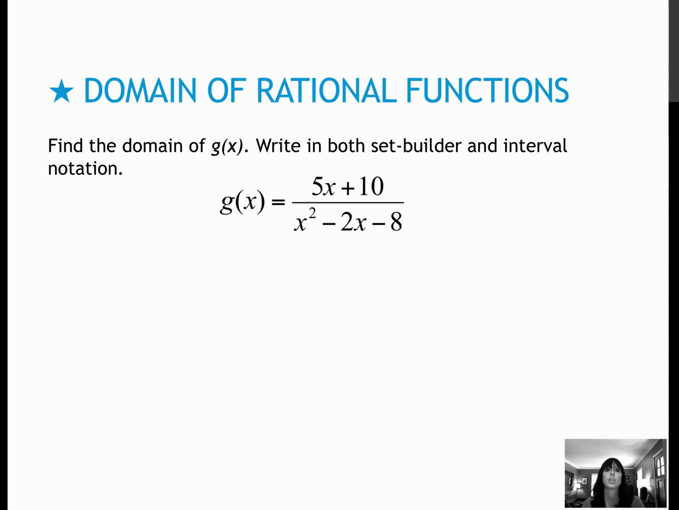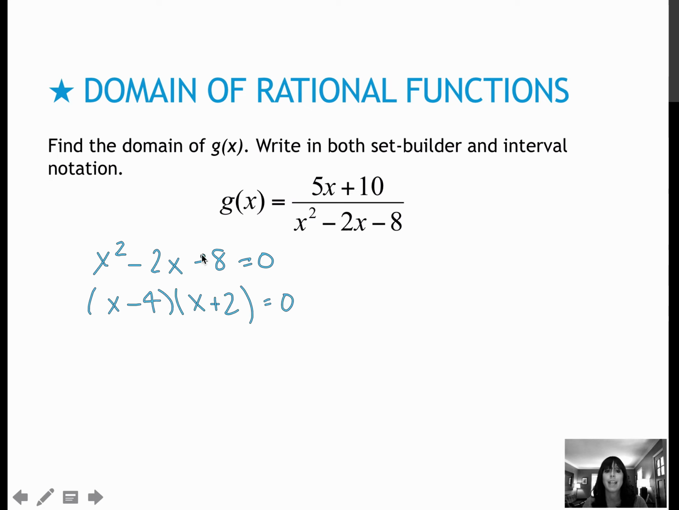Try this one on your own, then press play to see how you did. Again, I've got a polynomial, and that will require me to be able to factor that. So I'm going to factor this into x minus 4, x plus 2. Again, I was looking for numbers that multiplied to negative 8 and had a difference of negative 2. So if I set this one equal to 0, I get 4, and this one equal to 0, I get negative 2.